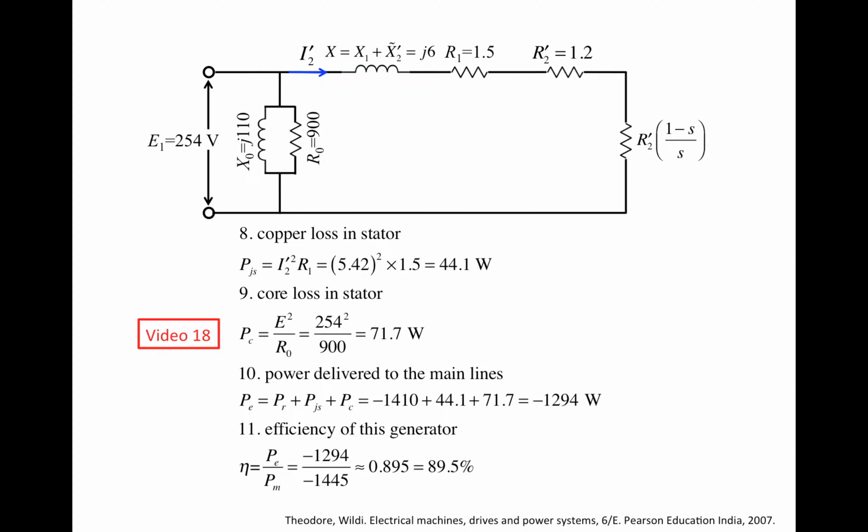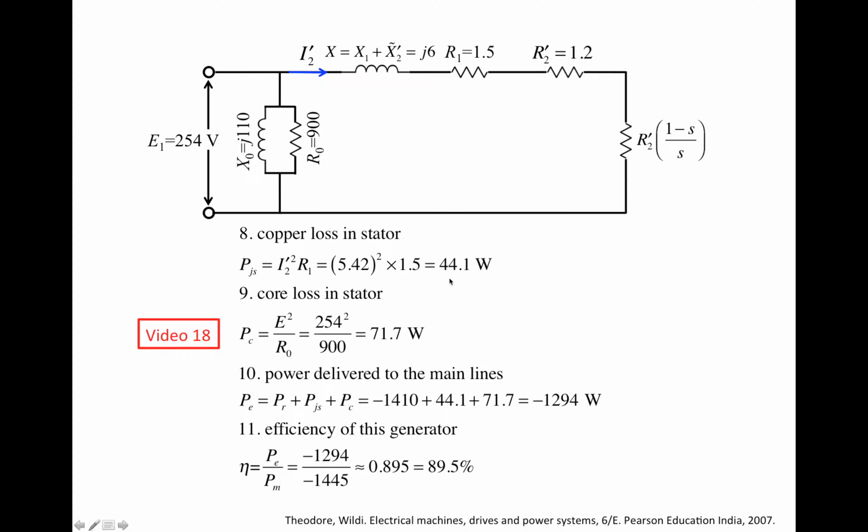And there are losses in the stator too, right? Before the power actually goes from the stator to the power lines, that eventually goes into some kind of electrical load, for example, a power plant or something, right? You have to account for the losses in the stator too. So there are copper losses in the stator, because the stator has a resistance of 1.5 ohm, right? So current squared times 1.5 ohm, that's 44.1 watts. So that's the copper loss inside the stator.